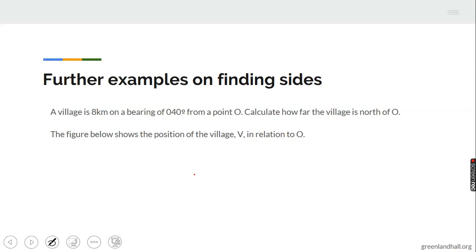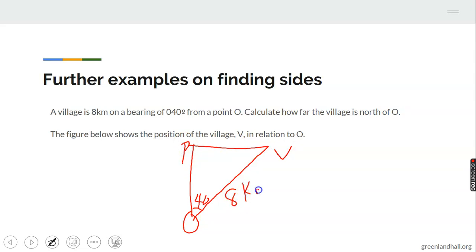Now, before we proceed, we need to look at this example. I brought this out so that you can understand something. Say the village is 8 kilometers on a bearing of 40 degrees from a point O. Let's say this is the point O. Then this is the village, and this is 40 degrees. Now, to another village V. This is V. So we have this diagram. Let's say this one is P. So from here to here is 8 kilometers.